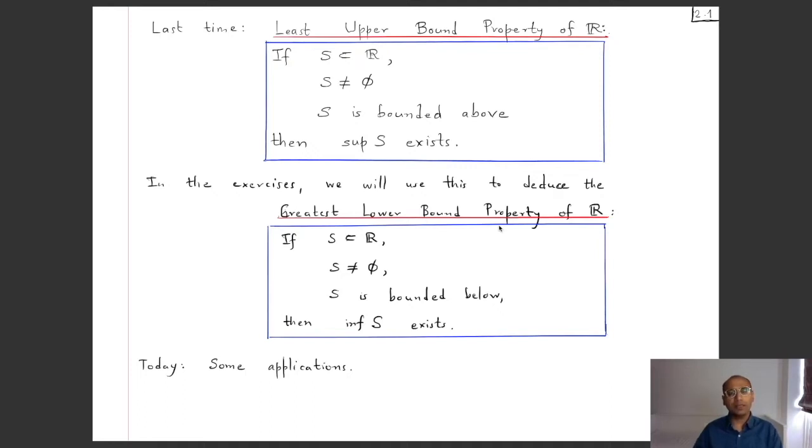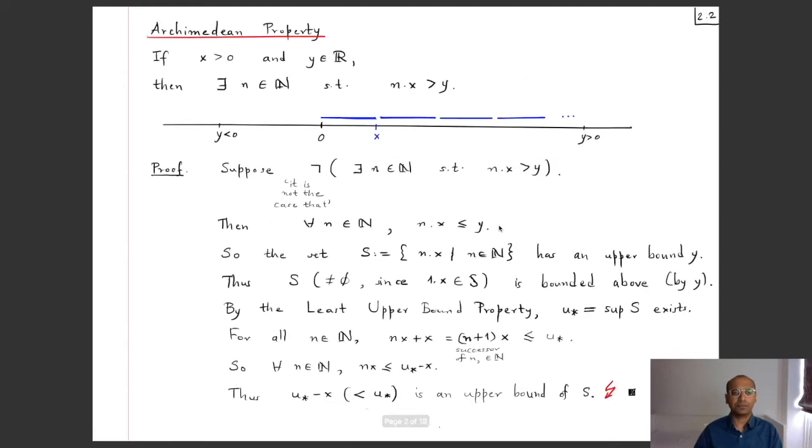Well, essentially we will finish chapter 1, and what we will begin with is an application of this least upper bound property to deduce something known as the Archimedean Principle or Archimedean Property. This will be used now and then again. So let's see what this property says. It says the following: Archimedean Property.